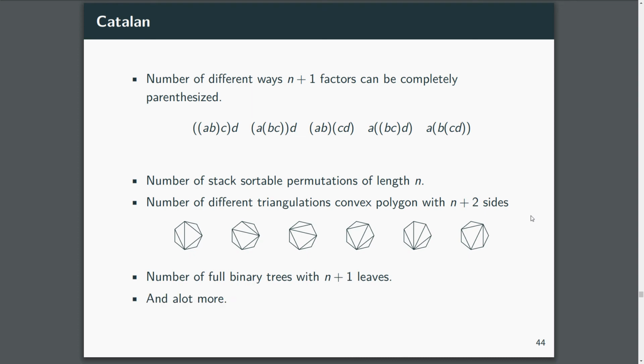And a lot more. I think if you go to oeis.org and input the Catalan numbers, there's a huge list of references to papers which have been working with Catalan numbers in many different fields.